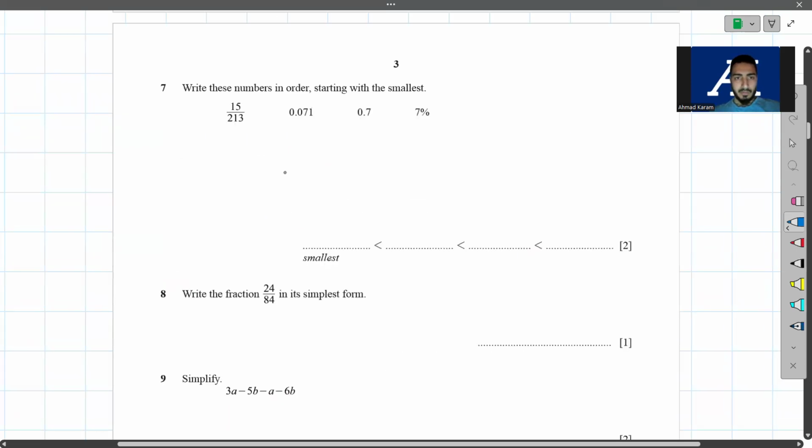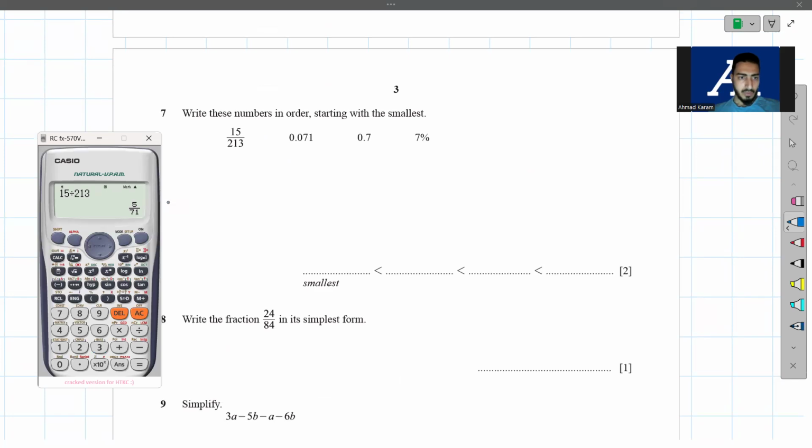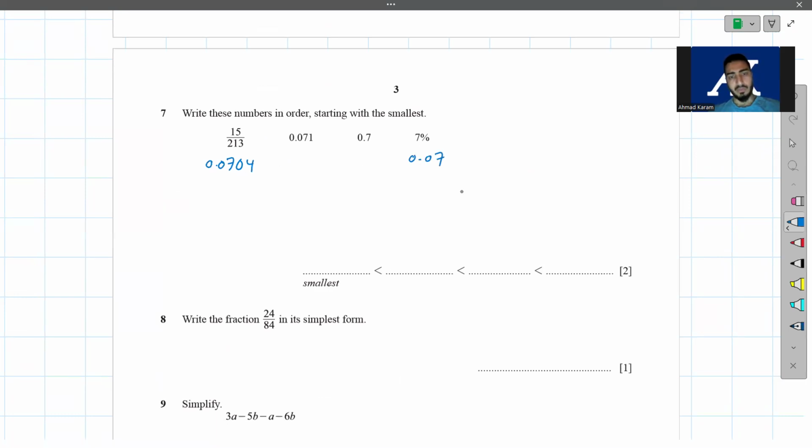Write these numbers in order, starting with the smallest. So I need to change all of them to decimals. So this one is 0.07, 0.0704, then 0.071, 0.7, and this is 0.07. So the smallest number here is 0.07, and then 0.0704, then 0.071, and 0.7.